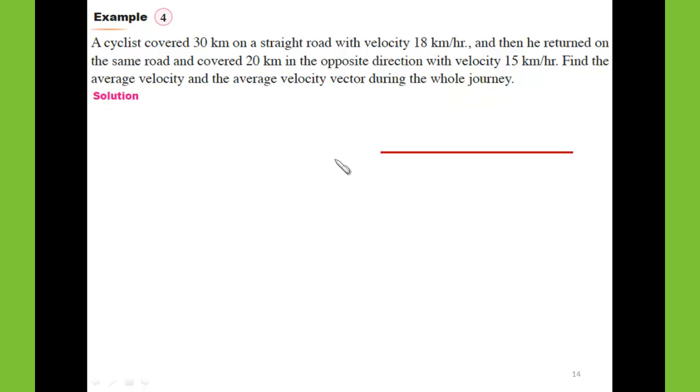Solution. We will represent the motion of the cyclist on this straight road. It starts from A and reaches B. The distance here is 30 kilometers at velocity 18 kilometers per hour. Okay, and it returns back from B to C here. It covered 20 kilometers at velocity 15 kilometers per hour to be at the point C. Now find the average velocity and the average velocity vector. We consider n as a unit vector in the direction of the motion.